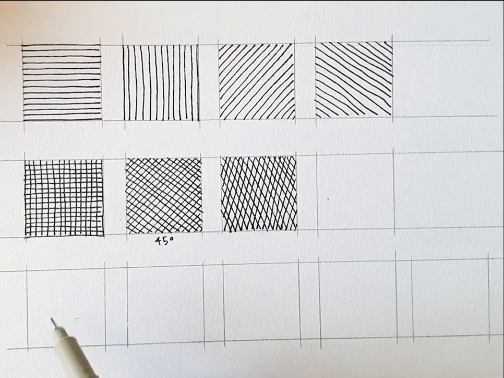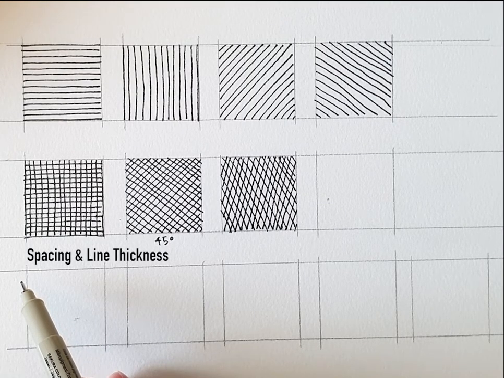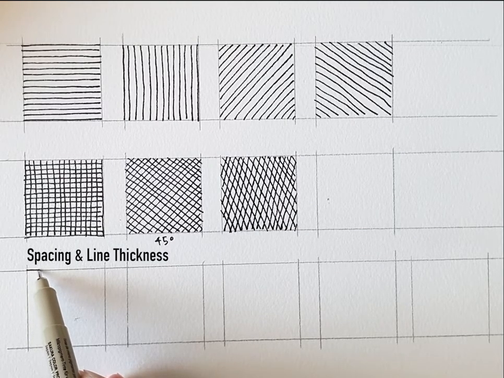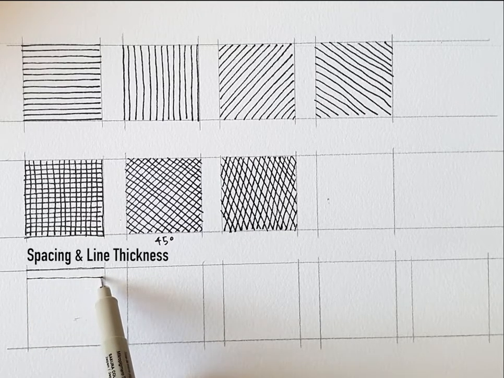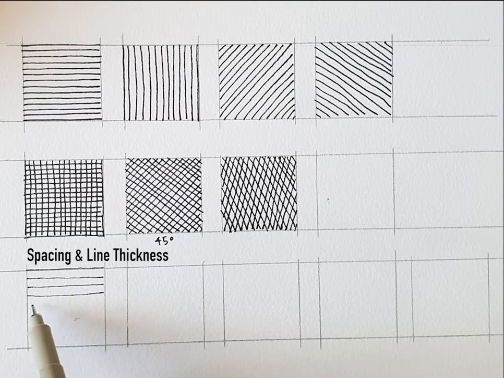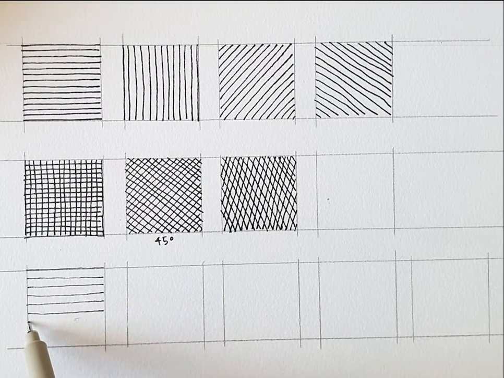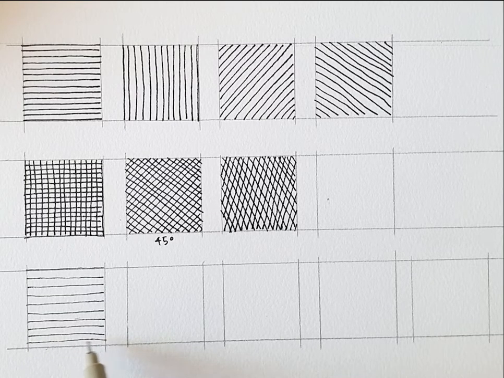Alright, so coming down to the last row, we want to learn about spacing as well as the line thickness. For the first square, I'm just going in with a very light stroke, and I'm going to increase the spacing so that it becomes quite loose and quite open, to illustrate the effect of thin lines and big spacing, which will give you an overall light tone. So I'm using the same pen but less pressure.